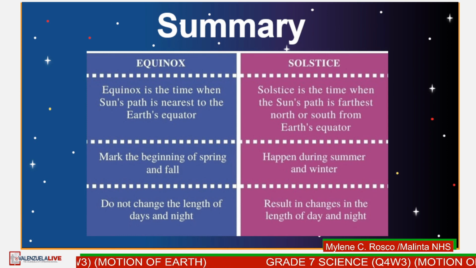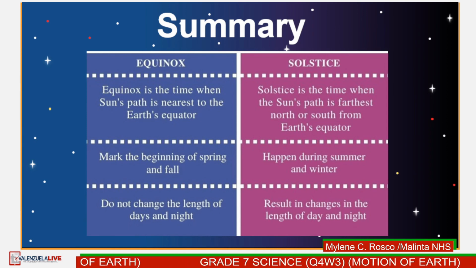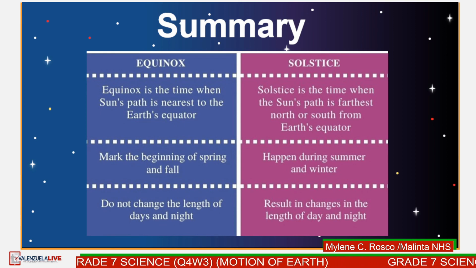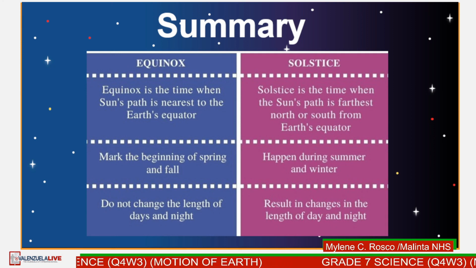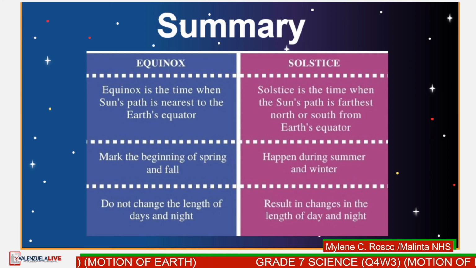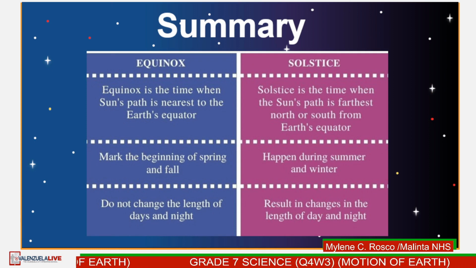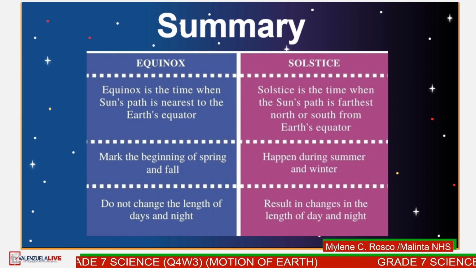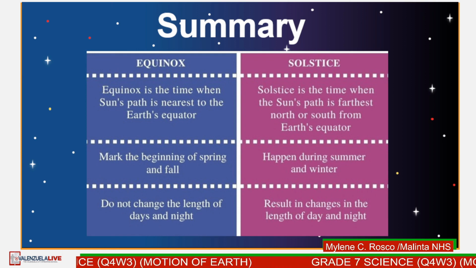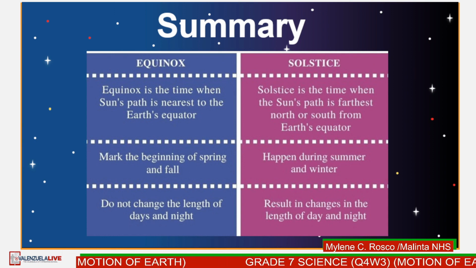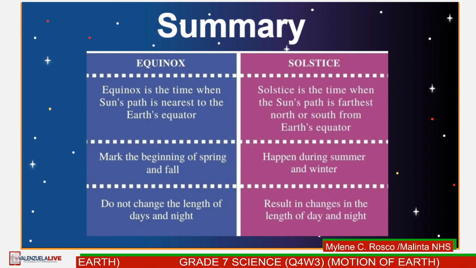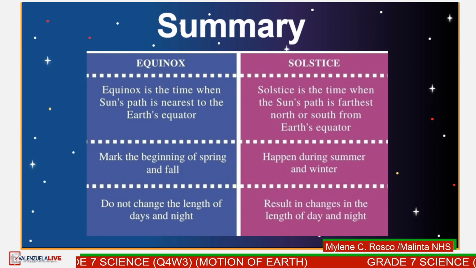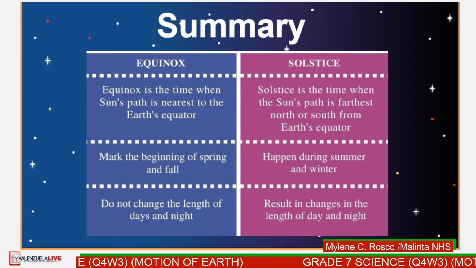Remember that equinox is the time when the sun's path is nearest to the Earth's equator, while solstice is the time when the sun's path is farthest north or south from the Earth's equator. Also take note that equinox marks the beginning of the spring and fall, while solstice happens during summer and winter. Also remember, equinox does not change the length of days and night, while solstice results in the change in the length of day and night.